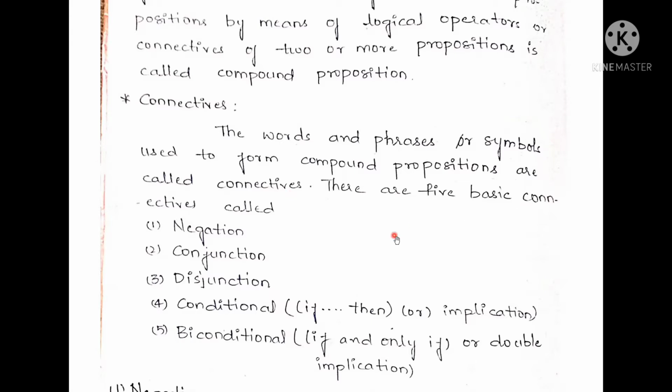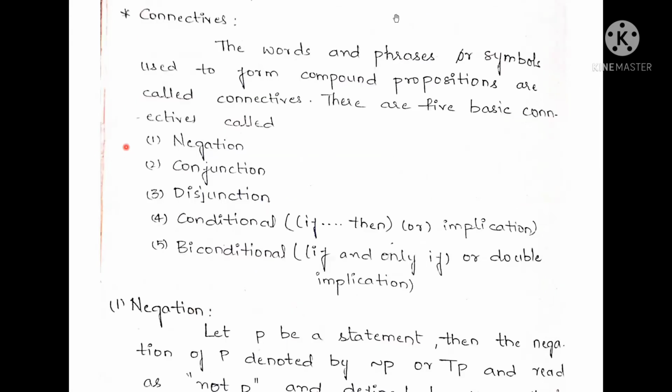There are 5 basic connectives called negation, conjunction, disjunction, conditional, and biconditional. The conditional is also known as if-then, or implication. Like if P implies Q, this is implication. Then if and only if, or double implication. So these are the 5 types of connectives that we have.